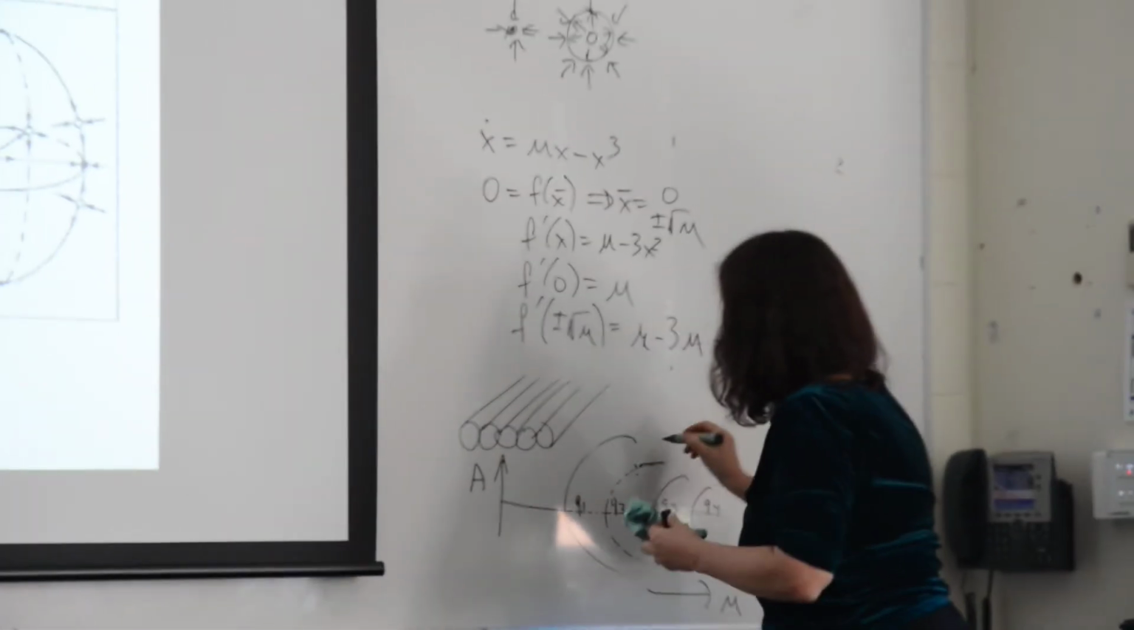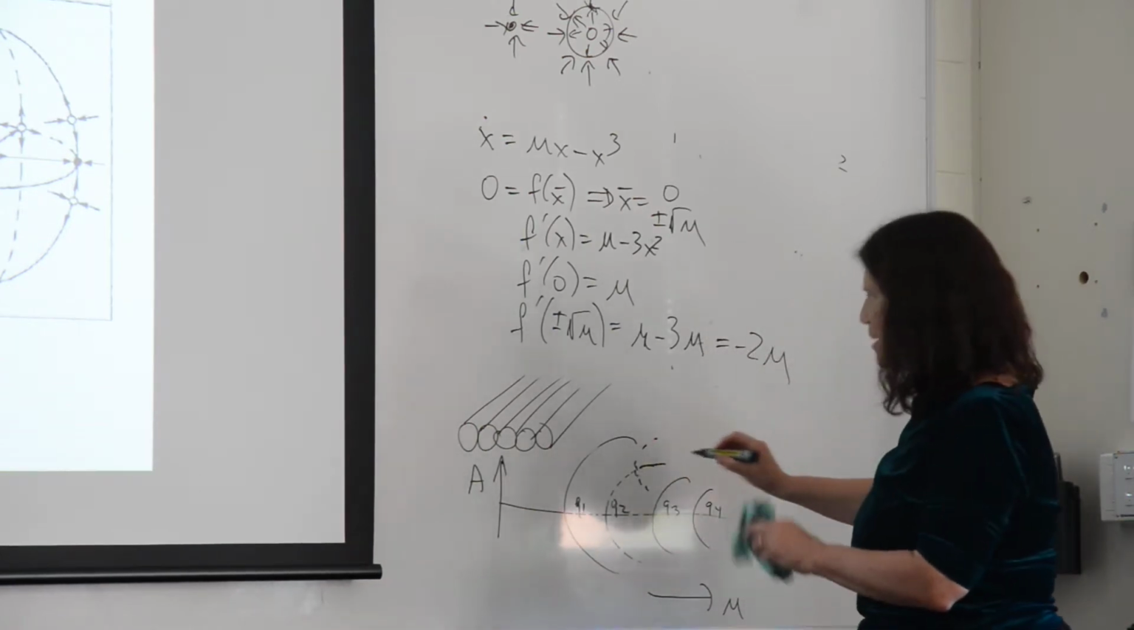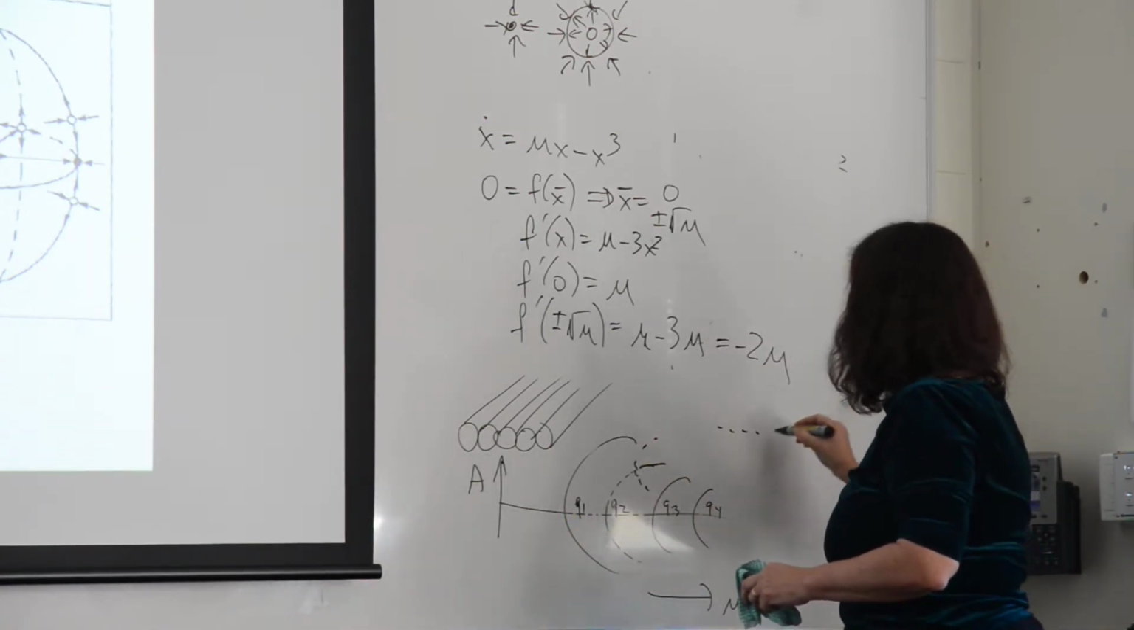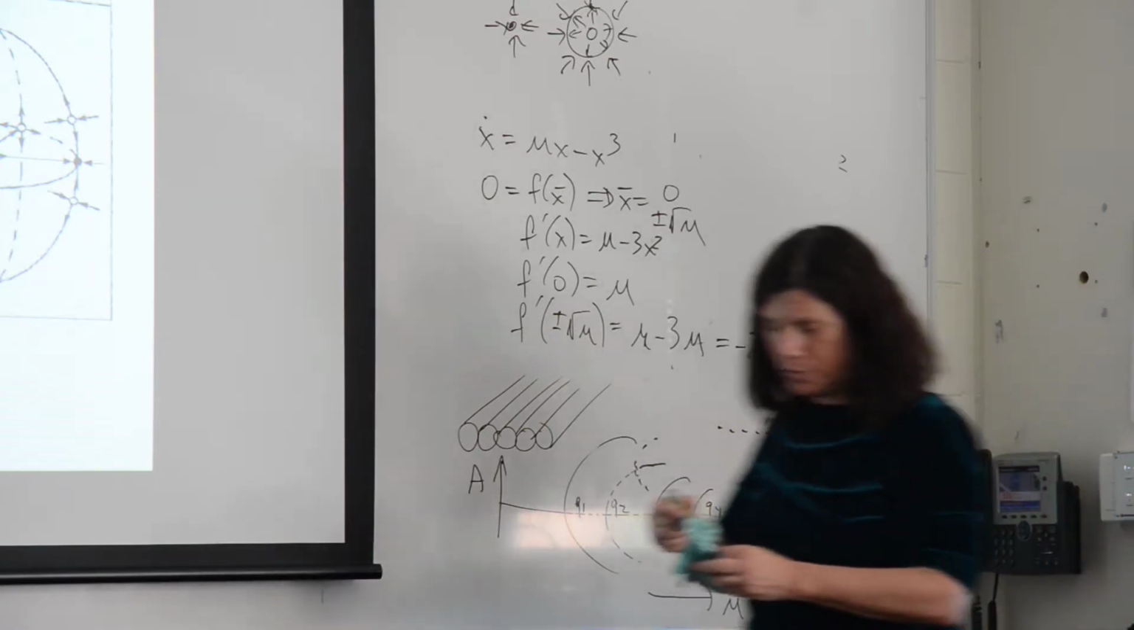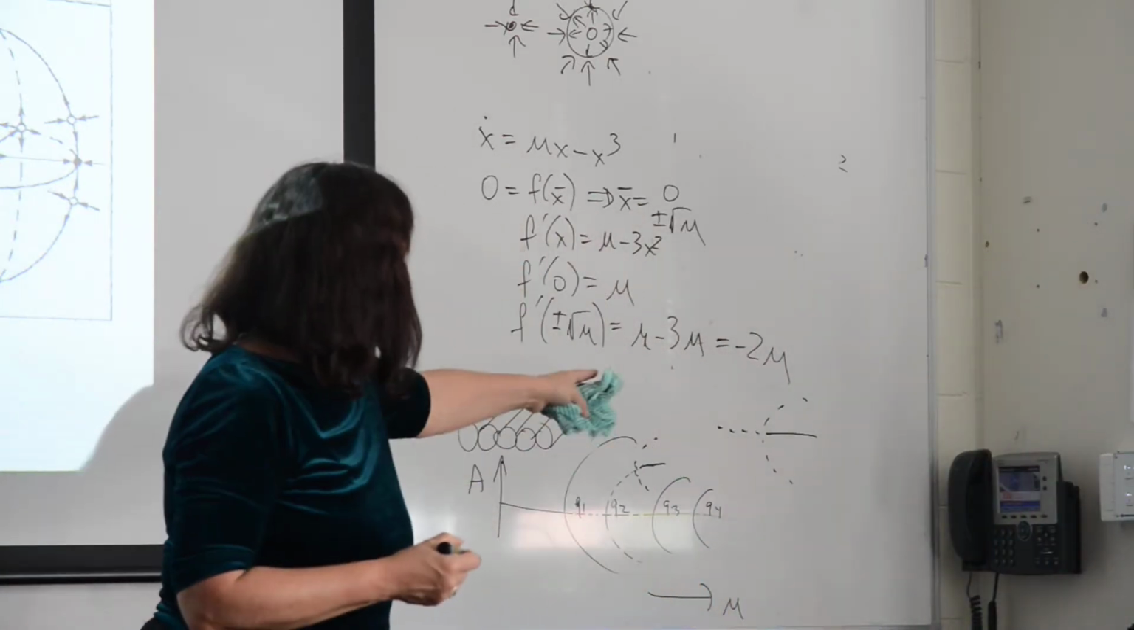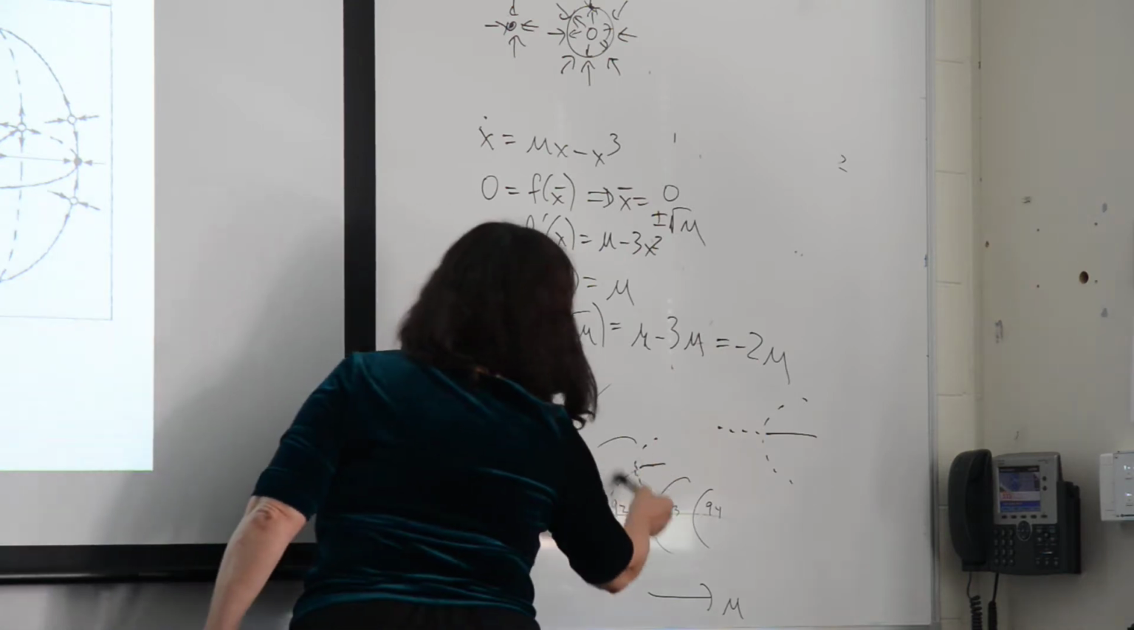These branches go to the right. You've seen this picture. Now you've seen this, and then this, and then this. This is one of the 4 pictures you saw in pitchfork bifurcations. And that is what you see here.